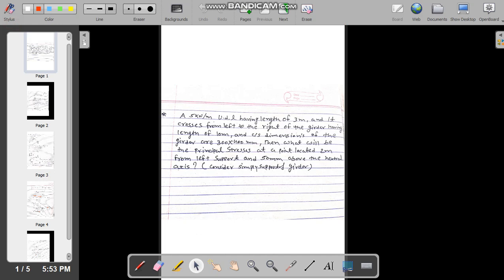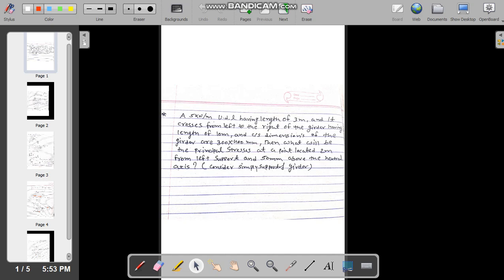A 5 kN per meter UDL having a length of 3 meters crosses from left to right of a girder having a length of 10 meters, and the cross-section dimensions of the girder are 300 by 400 mm. Then what will be the principal stresses at a point located 2 meters from the left support and 50 mm above the neutral axis? Consider a simply supported girder.